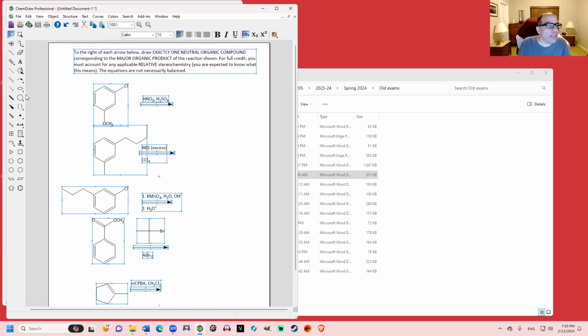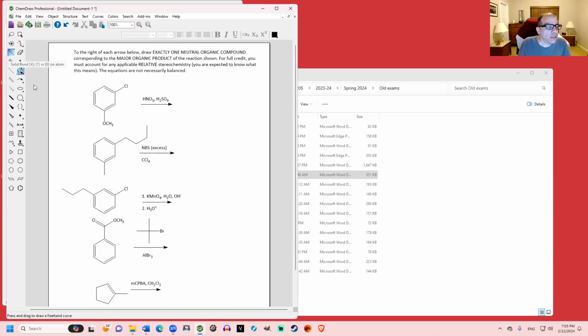Now for this one, we're filling in the products. The first one has a chlorine on it, which is ortho-para-directing. It wants to put the new group in one of these three positions, either ortho to the chlorine or para to the chlorine. And the methoxy group is in agreement. It wants to go also ortho or para to the methoxy. These two positions are ortho. This position is para. So the new group wants to be in one of those three positions.